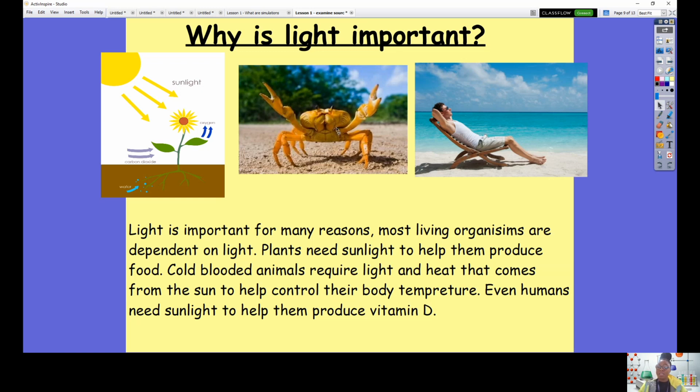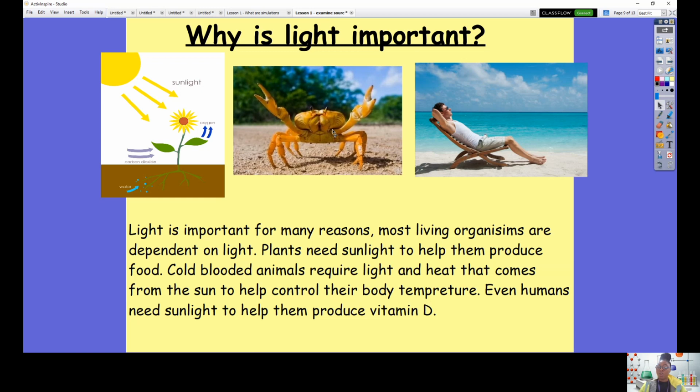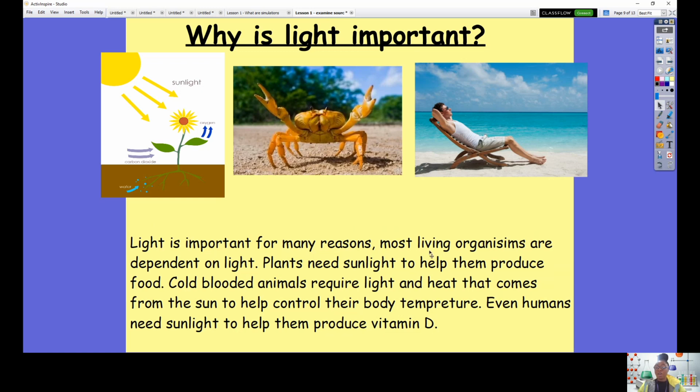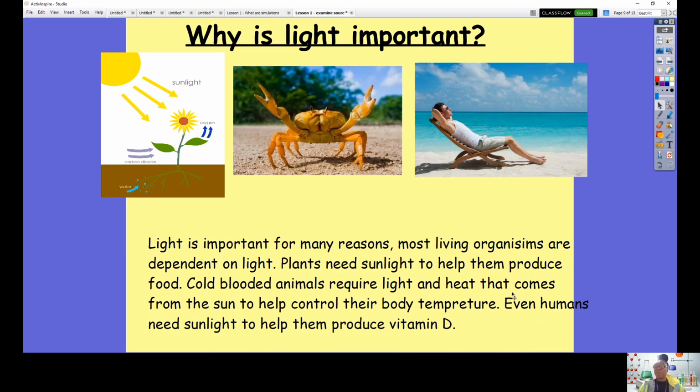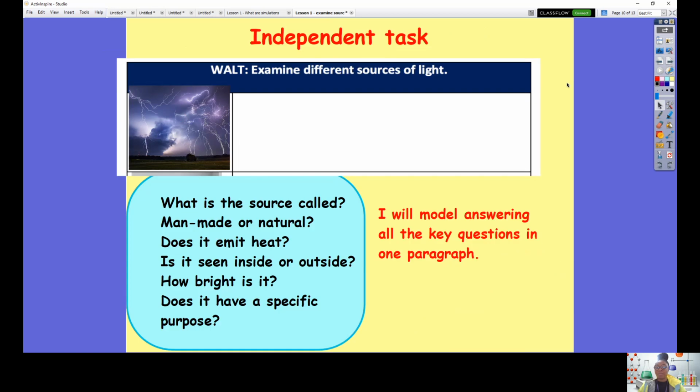Lots of animals need light. Cold-blooded animals require light because their body temperature cannot regulate itself. So they need to have light and heat from the sun. That heat helps to control their body temperature. It helps to warm them up. Even humans need sunlight to help them produce vitamin D. This is particularly important in the winter. Humans need sunlight to help them produce vitamin D, which keeps their bones healthy.